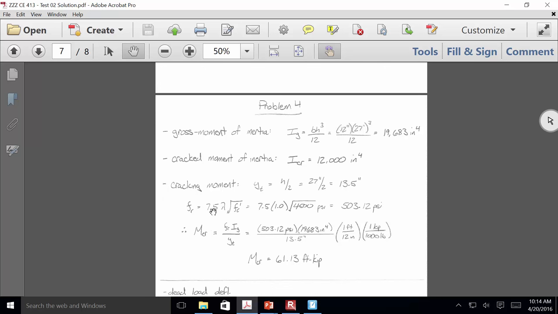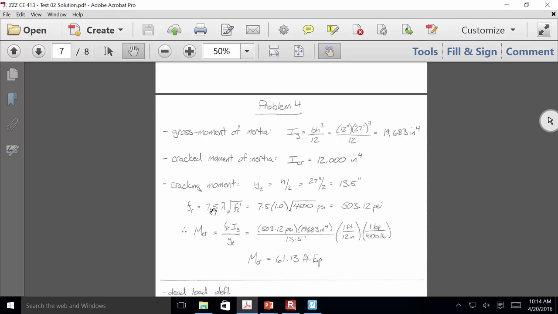Now, this is a big point right here. I want to make this point. This is your gross moment of inertia. This is your cracked moment of inertia. Your effective moment of inertia, when you compute that, has got to be between those values. I was getting like 420 million inches to the fourth on some of the Ie's. That had to have been a sign that something's wrong. Your effective moment of inertia has to be between these two values, okay?